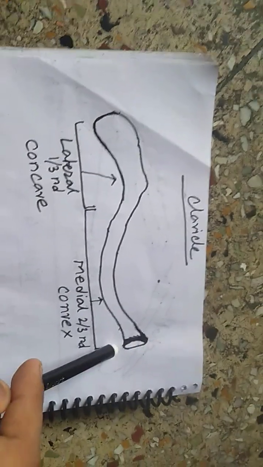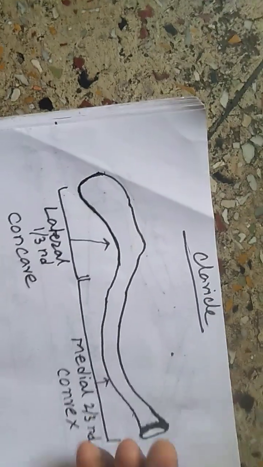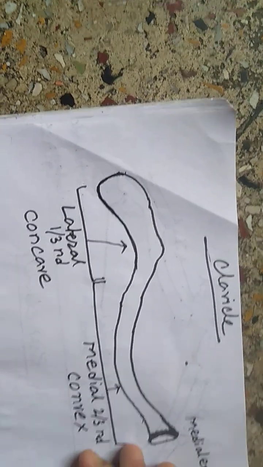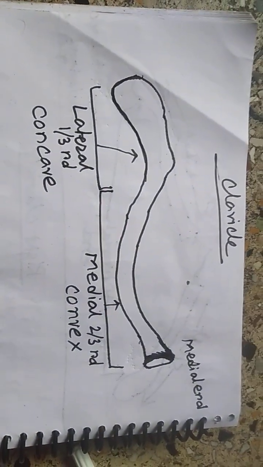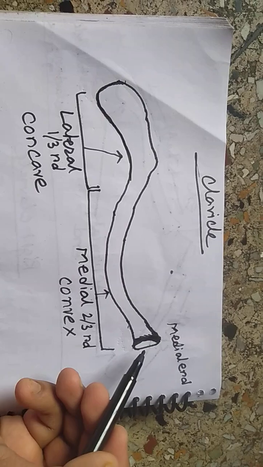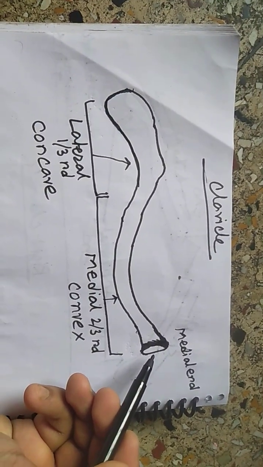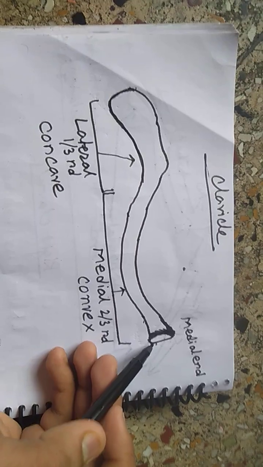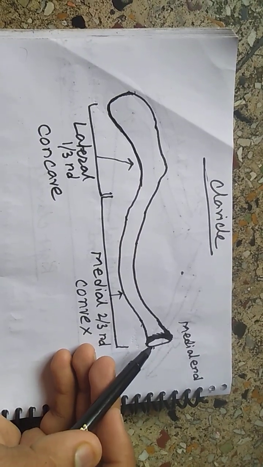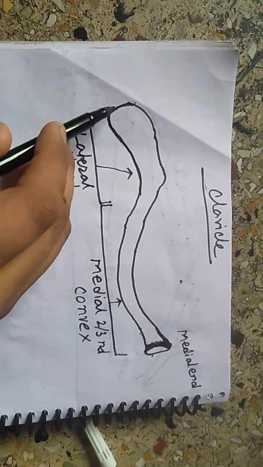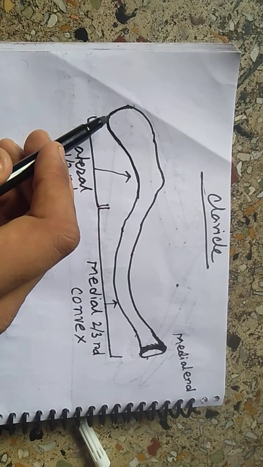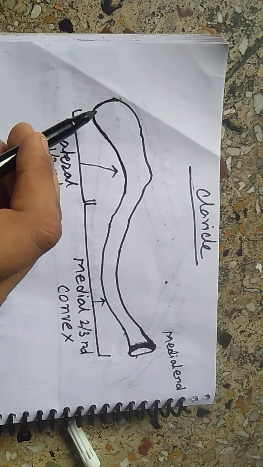Okay, so this is the medial end, and the medial end articulates with the manubrium of the sternum. So it is also called the sternal end, because the sternum, the manubrium of the sternum, is joined with this part. And this is called the acromial end because it joins with the acromion process of the scapula.